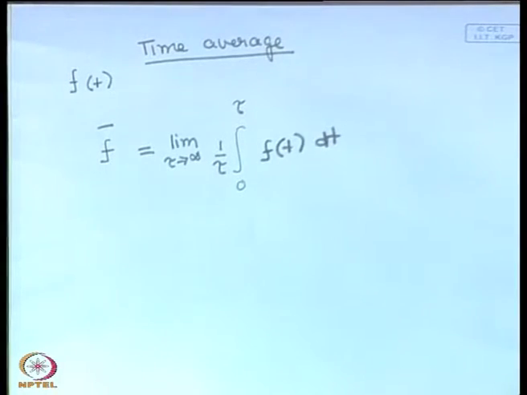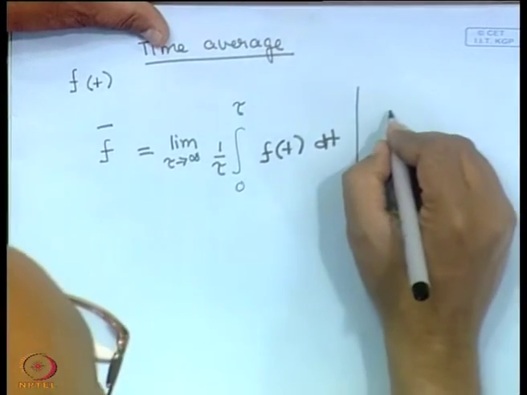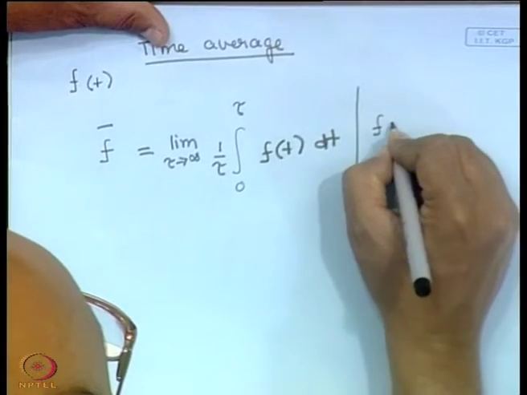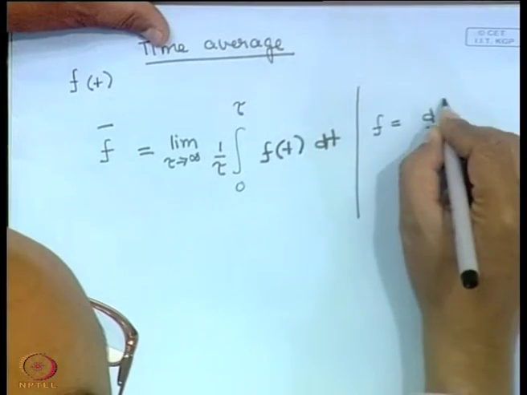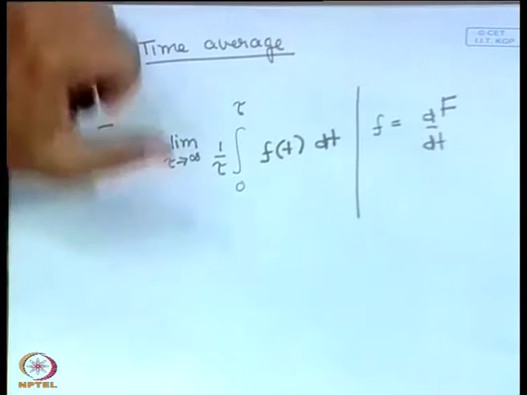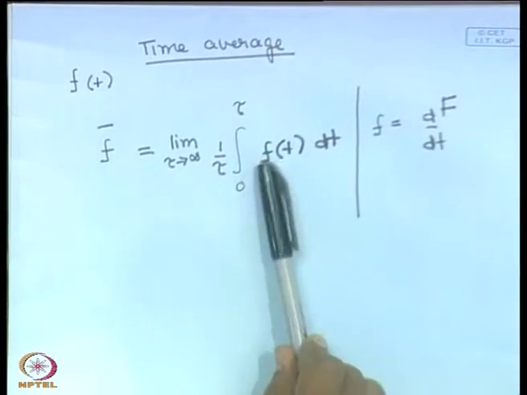Okay. And so, this is how we define the time average, and if f, the quantity whose time average we are interested in, is the derivative of some other quantity, if this is true, then we can put this derivative in here and do the integral.